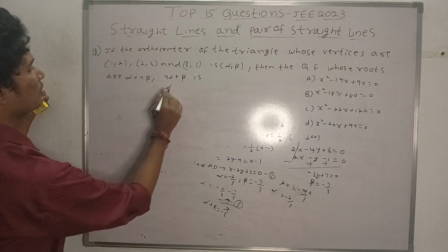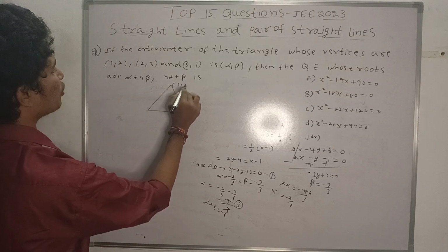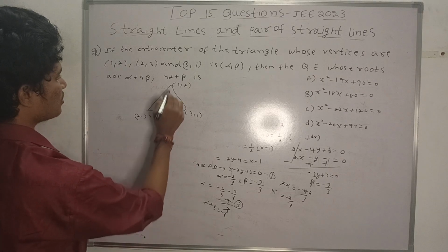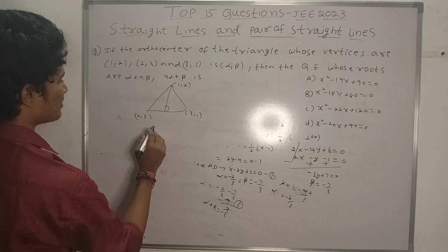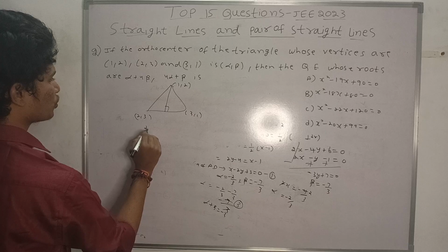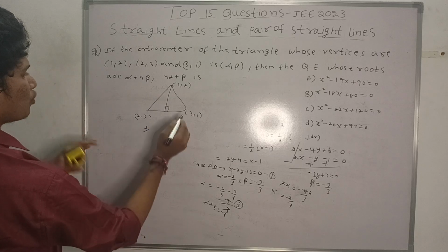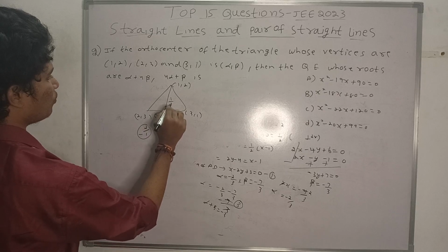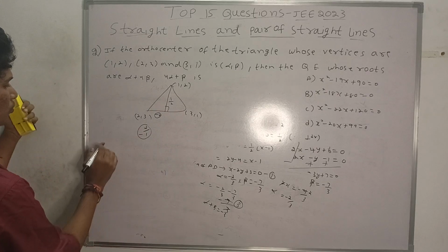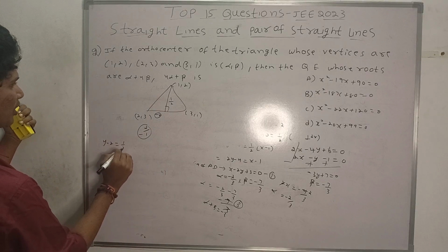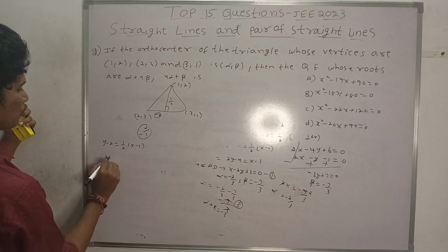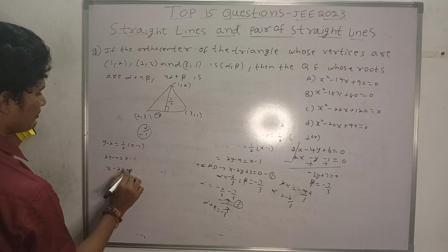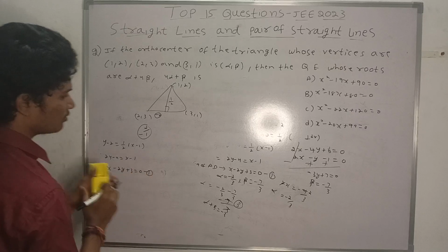One second. They have given 1 comma 2, 2 comma 3 and 3 comma 1 as points. So I have to find this equation. The slope of this is 3 minus 1, that is 2, over 2 minus 1, so the slope of the equation is 2, and the perpendicular slope is minus 1 by 2. So it is minus 1 by 2 and the point is 1 comma 2. Y minus 2 equal to 1 by 2 into x minus 1. So 2y minus 4 equal to x minus 1. X minus 2y plus 3 equal to 0. This is equation 1.